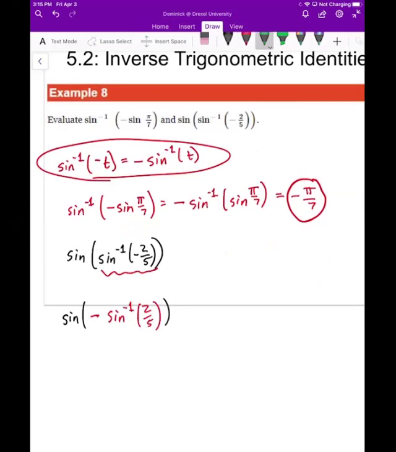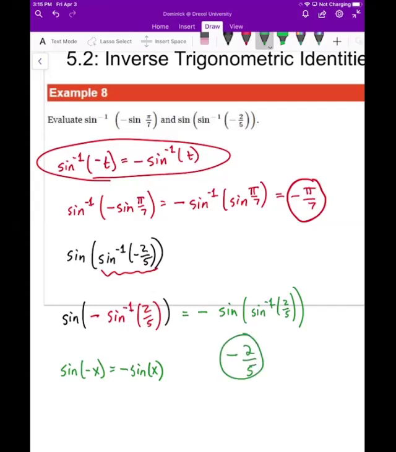Well, now here we need to use the fact that if I have sine of negative x, that's negative sine of x, right? So that's just the old identity from before. So this is negative sine of inverse sine of 2 over 5. And you can check that 2 over 5 is between negative pi over 2 and pi over 2. And here you will get that this is just negative 2 over 5. Okay, so that's what we get for that one.